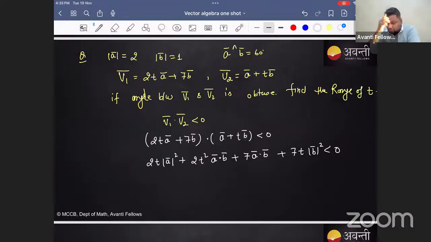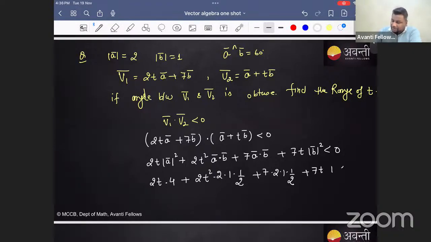Now magnitude of A is 2, magnitude of B is 1. So it is 2t into 4 plus 2t square, magnitude of A 2, magnitude of B 1, cos theta, cos 60 is half. 7 times A dot B is 2 into 1 into 1 by 2, plus 7t times magnitude of B square, 1. It should be less than 0. Got it? So this 2 cancels here, this 2 cancels. So it is 2t square plus 15t plus 7. It should be less than 0.